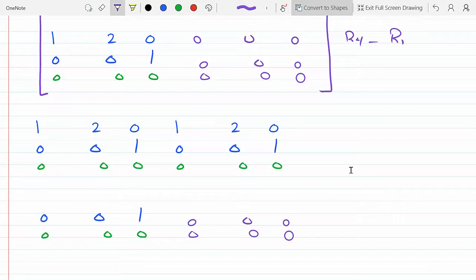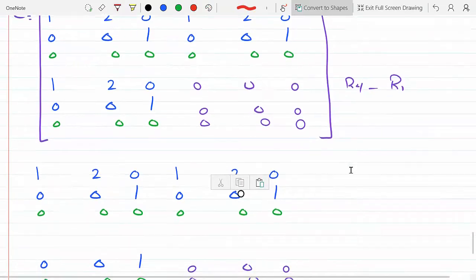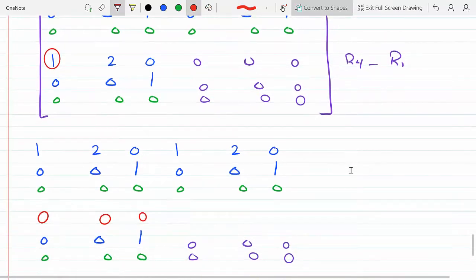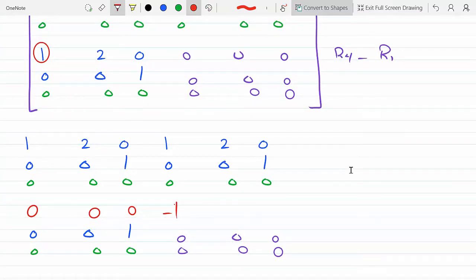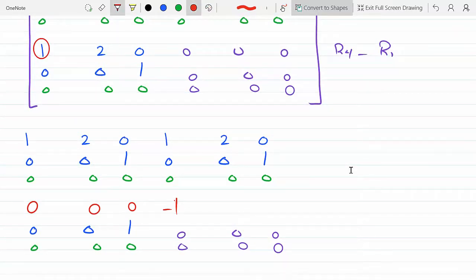This is row 4, so I will get, let me put this in red, 0. Notice the objective was to make this guy here a 0, so 0, 0, because we had a 2 there, 0, right, yeah, 0 0, minus 1, minus 2, minus 2, and then 0.